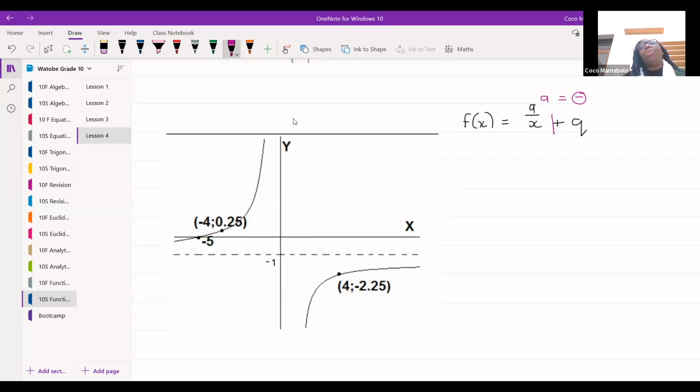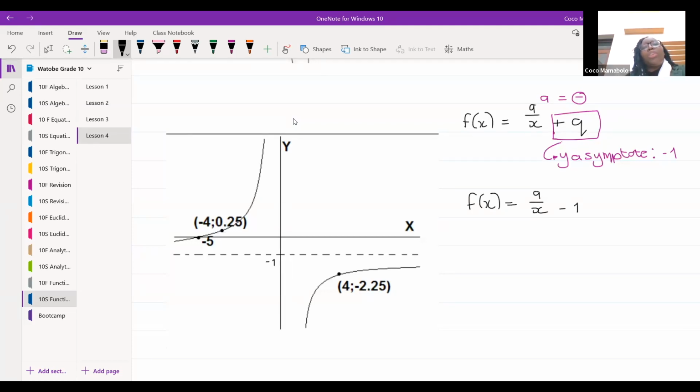What about my Q? What is my Q value, guys? It's the y asymptote. Good. What is my y asymptote? My Q is my y asymptote. That's it, Lunabile. Excellent. Which is -1. Now I've got f of x is equal to a over x minus 1. I've now got this point over here.